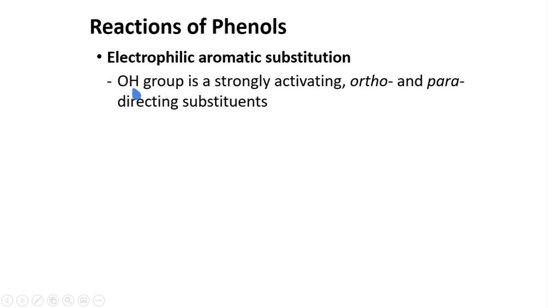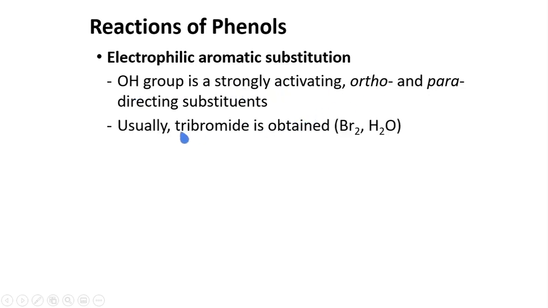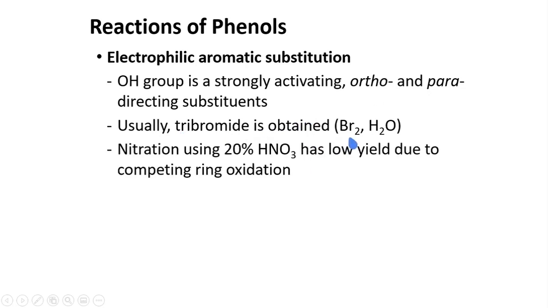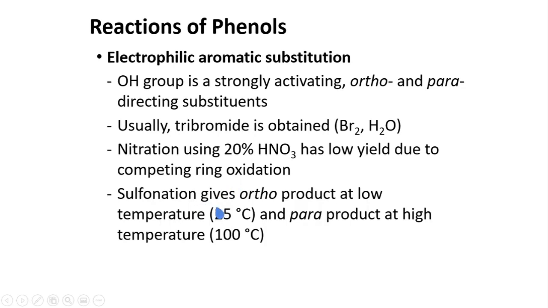Phenols react by electrophilic aromatic substitution. They are strongly activating and they are ortho para-directors. Usually a tribromide is obtained if you use bromine water. Nitration using 20% nitric acid has low yield due to competing ring oxidation. And sulfonation gives the ortho product at low temperature and the para product at high temperature.